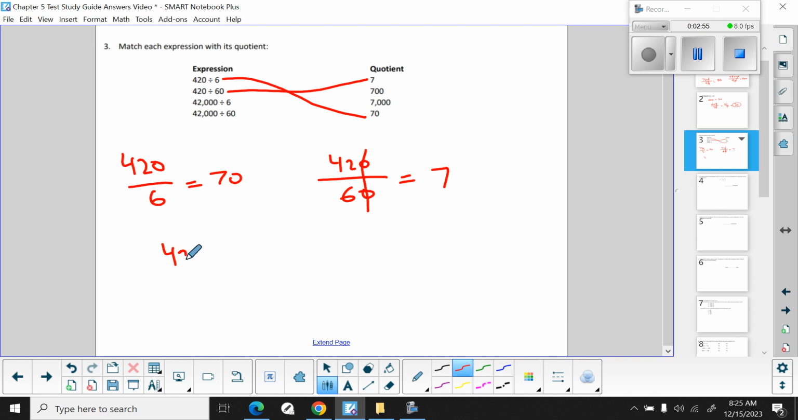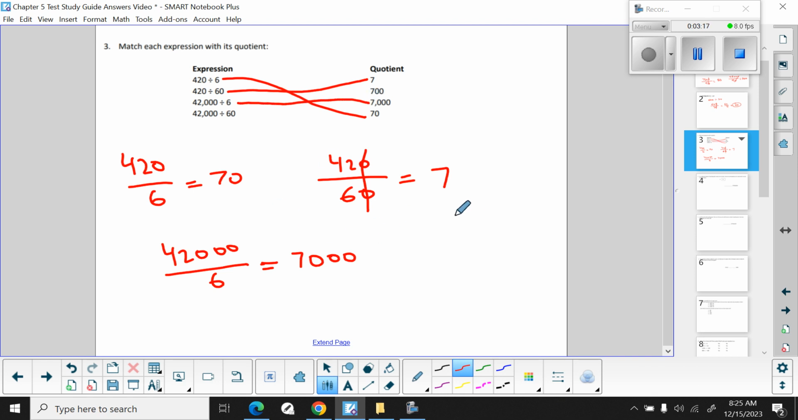Then there's 42,000 divided by 6. Well, 6 goes into 42 7 times, and then there's 1, 2, 3 zeros after that. So that would be 7,000. So 42,000 divided by 6 is 7,000.